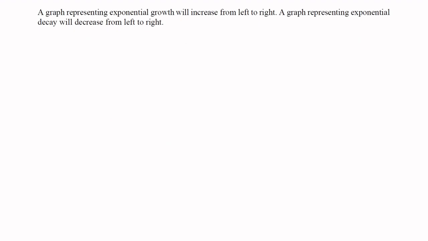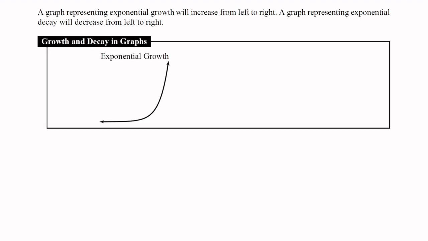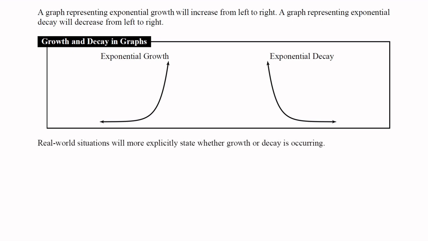A graph representing exponential growth will increase from left to right. A graph representing exponential decay will decrease from left to right. So for exponential growth, you're looking for an increasing line, and for exponential decay, you're looking for a decreasing line from left to right. Real-world situations will more explicitly state whether growth or decay is occurring. So determine if the exponential function shows growth or decay.